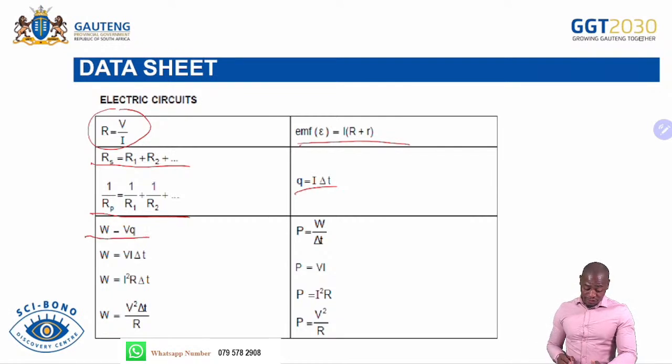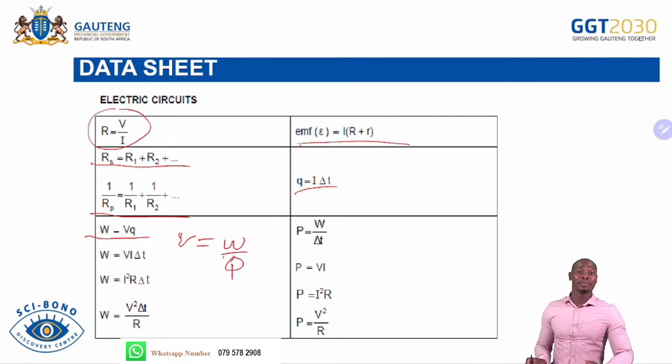Then this equation, if you still remember from grade 10, is the equation we can use to calculate the potential difference across a certain component, for example a resistor. So we can use V equals work done over charge. I hope you still remember that equation.